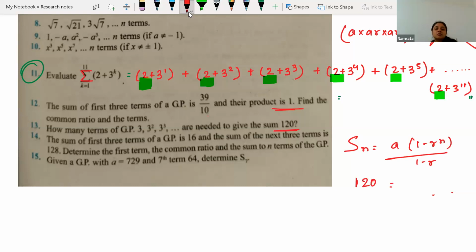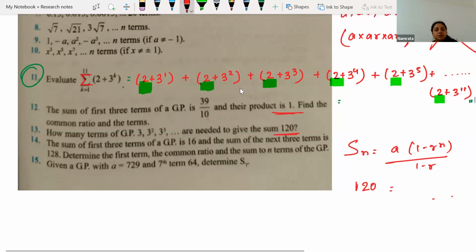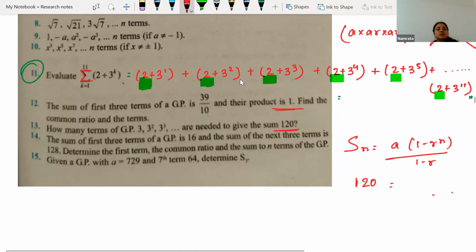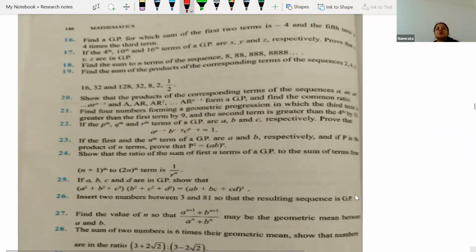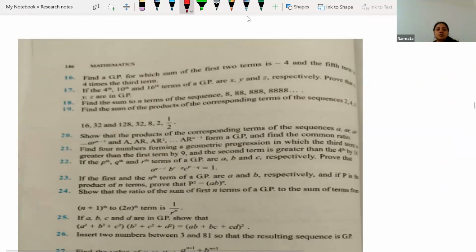Let me check the other two questions. If that is also doable, I'm going to leave that for you. We will be discussing the part which we actually need to discuss together. The sum of first three terms, the sum of next three terms, determine the first term and the common ratio. Number 14 also you try, you will be able to do it. And number 15 also, as I can see, is very simple. Let's move ahead. These are the questions which we need to discuss together.